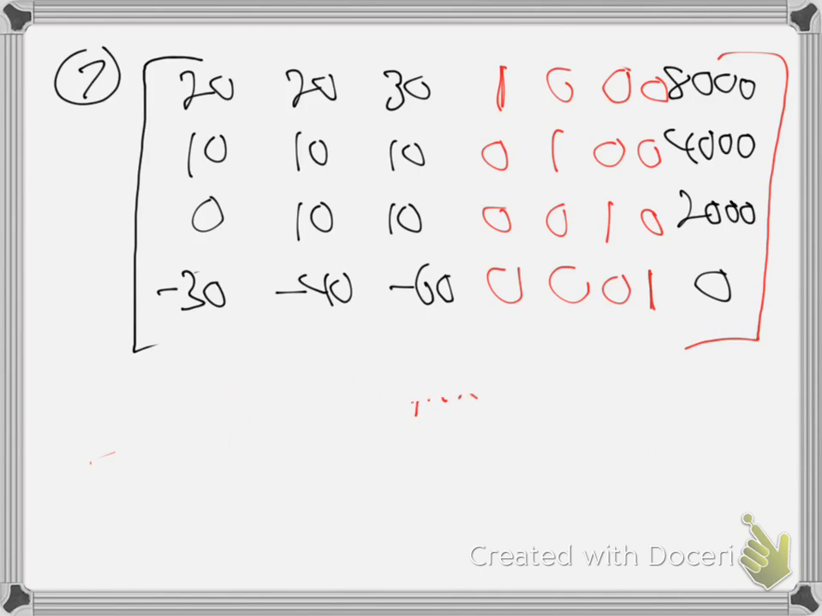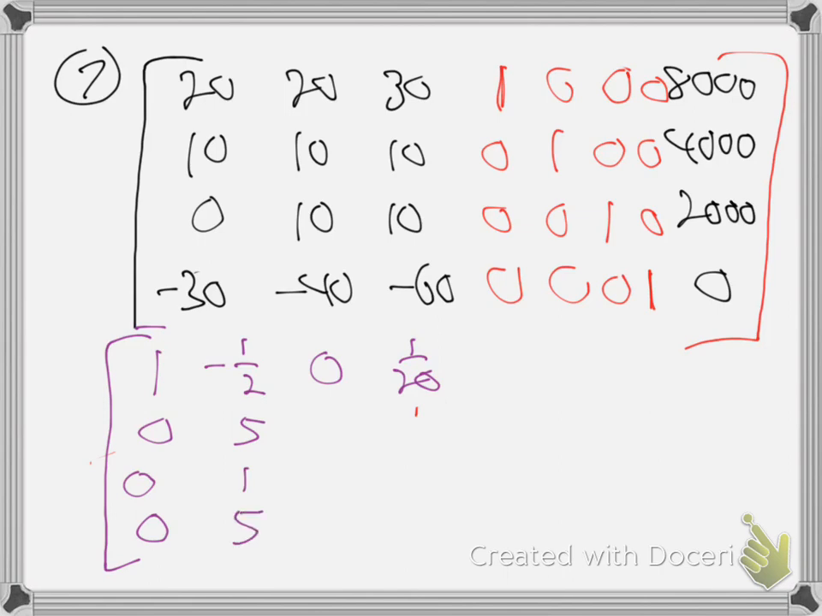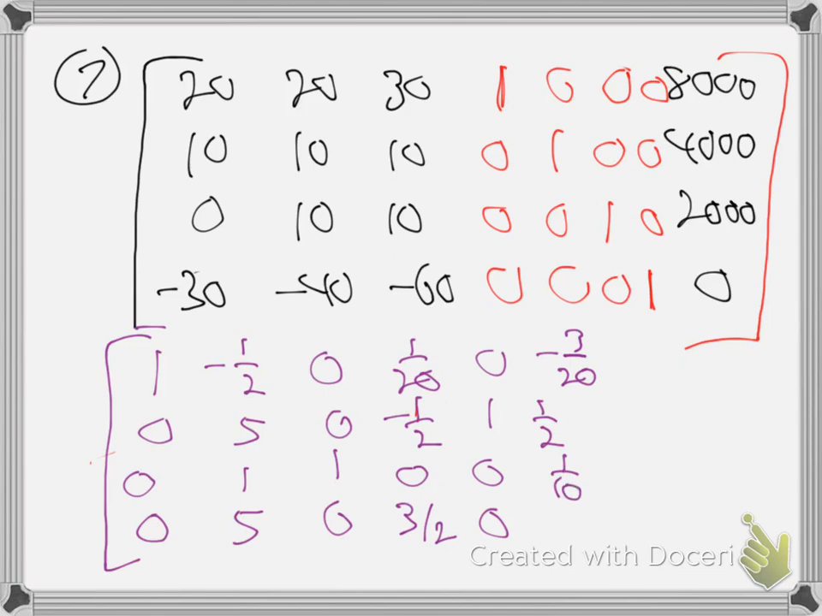Anyway, let me just write it there. My final matrix is this. I got 1, minus a half, 0, 1/20, 0, 5, 0, 0, 1, 5, 0, 0, 1, 0, 1/20, minus a half, 0, 3/2. Go across, what else we got here? 0, 1, 0, 0, minus 3/20, 1/2, 1/10, 3/2, 0, 0, 0, 1, 1, 1, 2, 1.